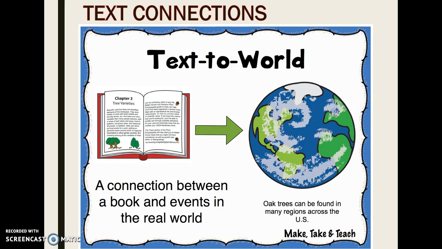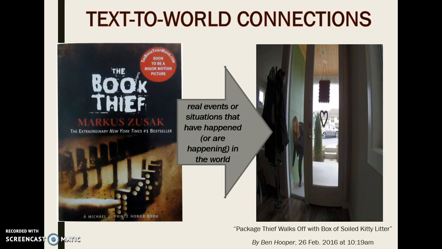Text to world: a connection between a book and events in the real world. If you're reading The Book Thief, real events or situations that have happened or are happening in the world. If you're familiar with a recent story from February 26, 2016, when a package thief walks off with a box of soiled kitty litter, you might be familiar with something going on in the current events, something you saw on the news, or something else that's happening in the world or has happened, and that might help you to better understand the text that you're reading.